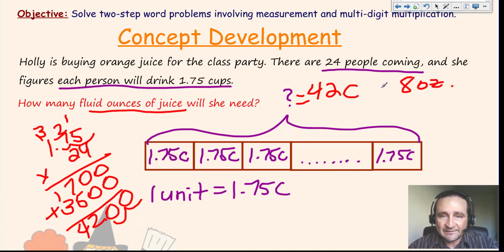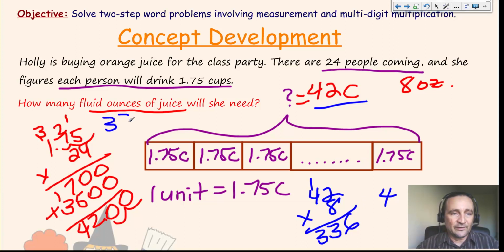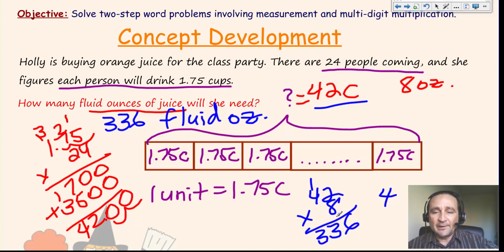But the process is the same. So if I look at this 42 cups, and the 18, carry the 1, that's 32, 33. So I end up with 336 fluid ounces. I missed my calligraphy pens. Anyway, so there you go, and that would be fluid ounces.